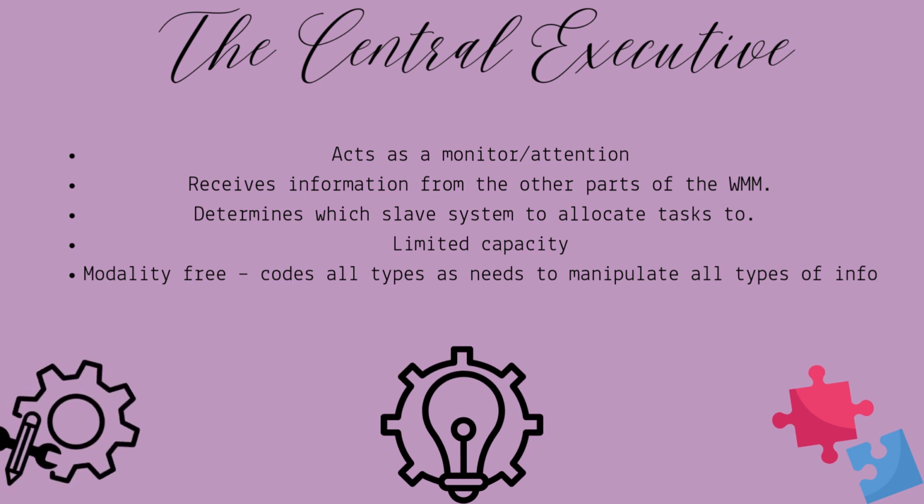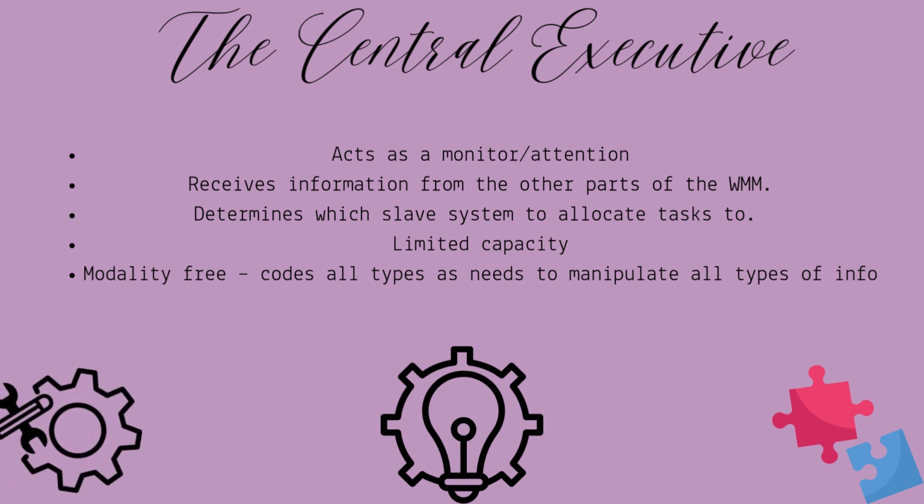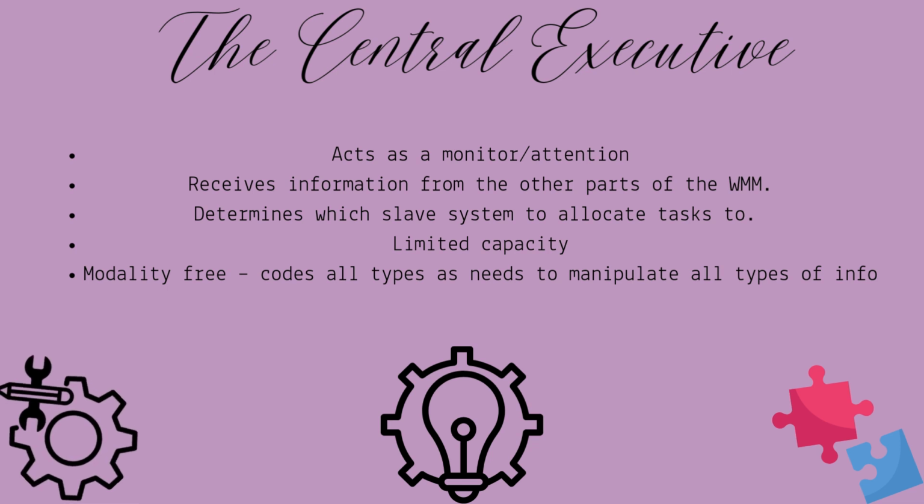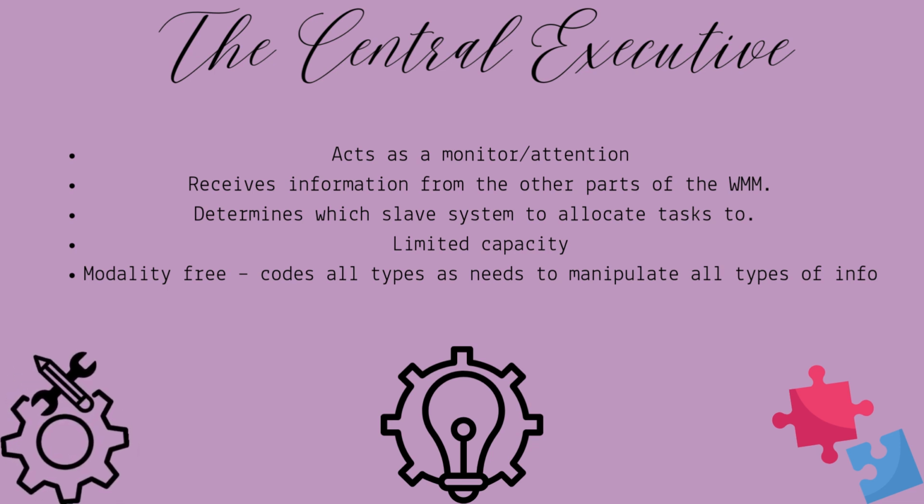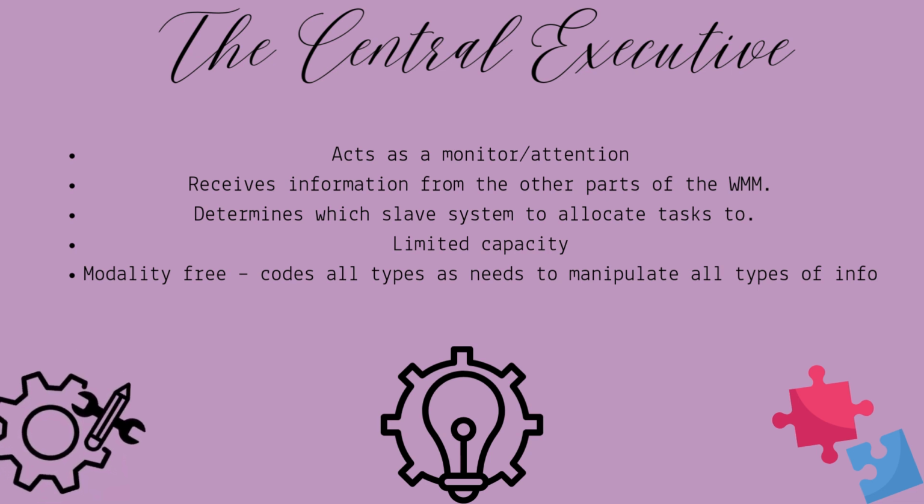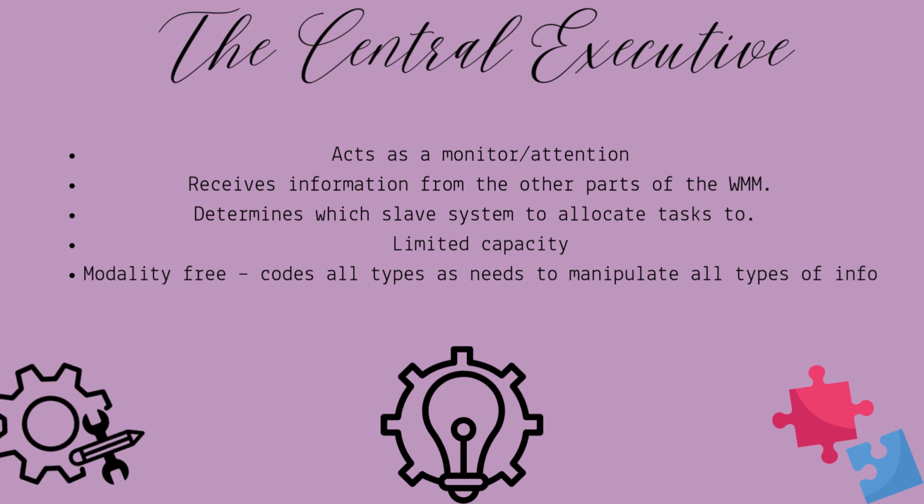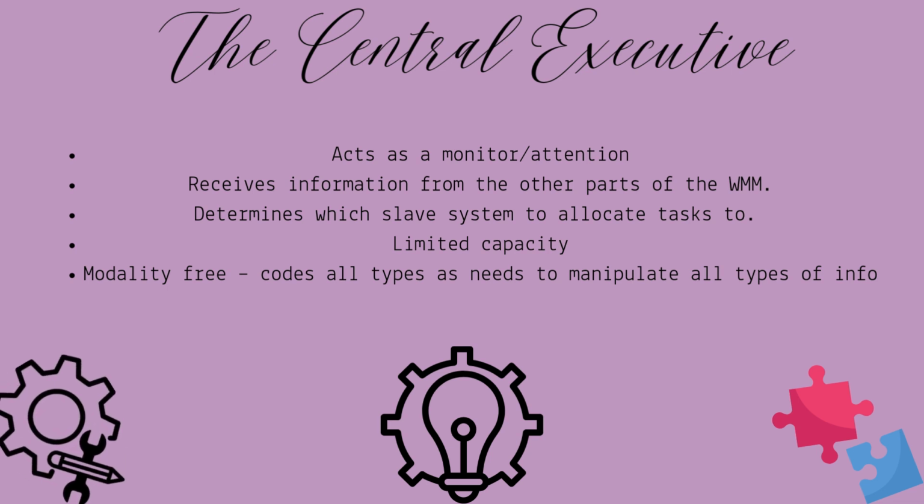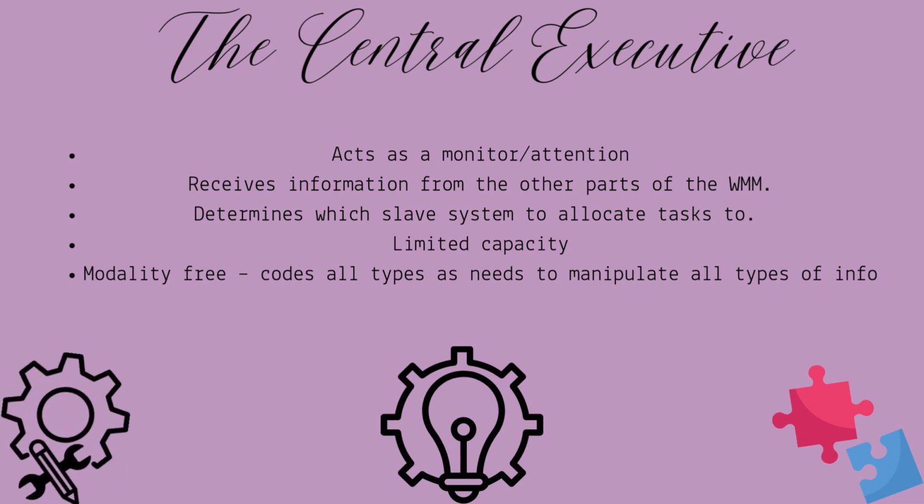The central executive has a limited capacity and also uses modality free encoding, which, if you remember, is a type of encoding that is relative to the sense being used. And this is particularly important for the central executive since it has to process different types of information from different parts of the working memory model.